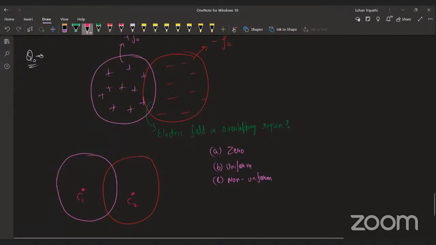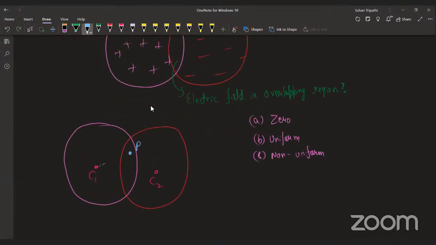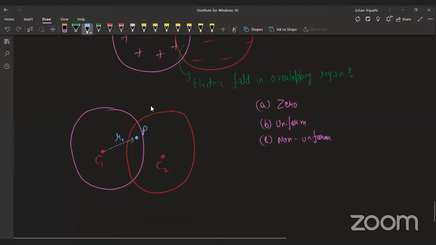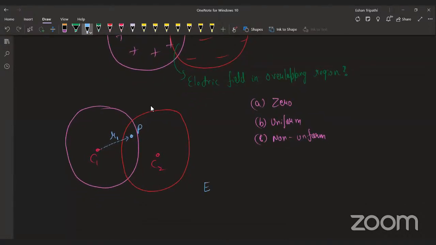We will consider two centers, C1 and C2. These are identical. I will consider a random general point P over here, and I will name this vector as R1 vector. So what is the electric field vector at point P because of the first sphere? Can I say it's rho naught R1 vector divided by 3 epsilon naught? Write it in vector form so that you can comment upon direction properly.